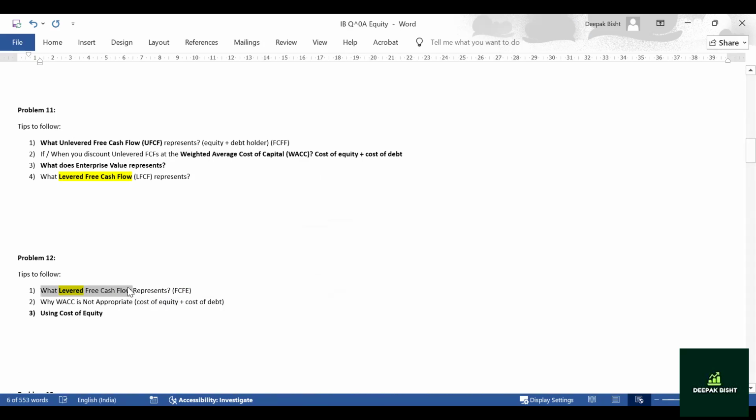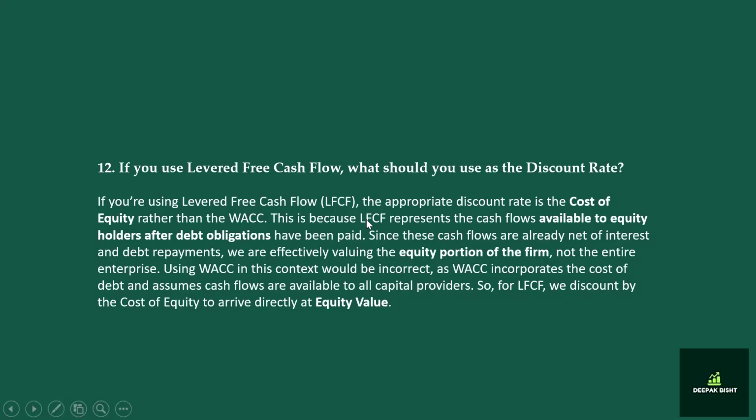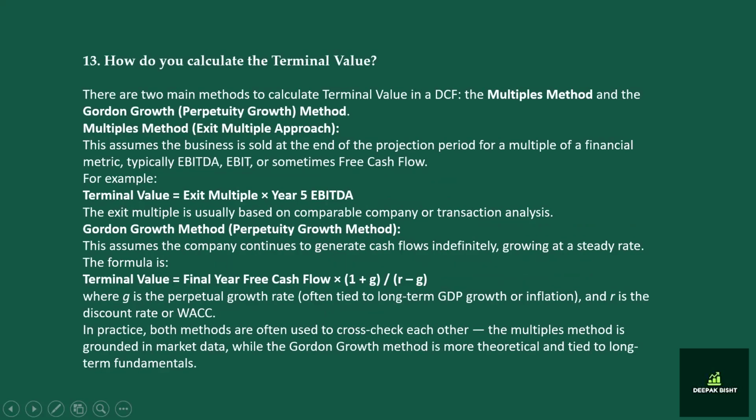So the key takeaways, if you think about it: levered free cash flow, we discount it with the cost of equity, so we will get the equity value. Unlevered free cash flow, we will discount it with the weighted average cost of capital and we will get the enterprise value. I hope this was clear. Let's move to question number 13 now.